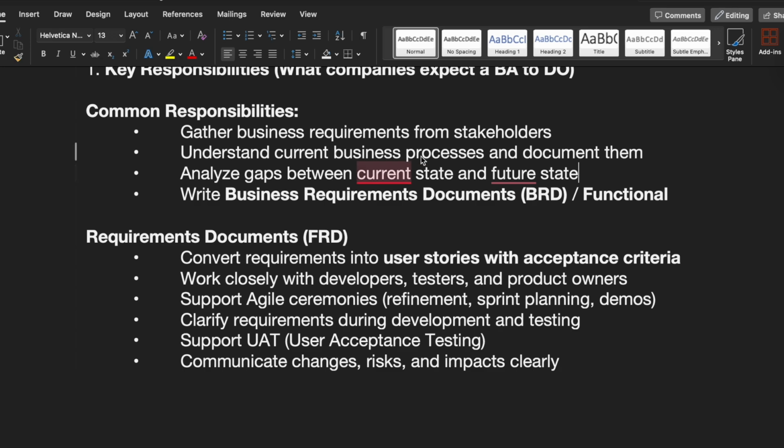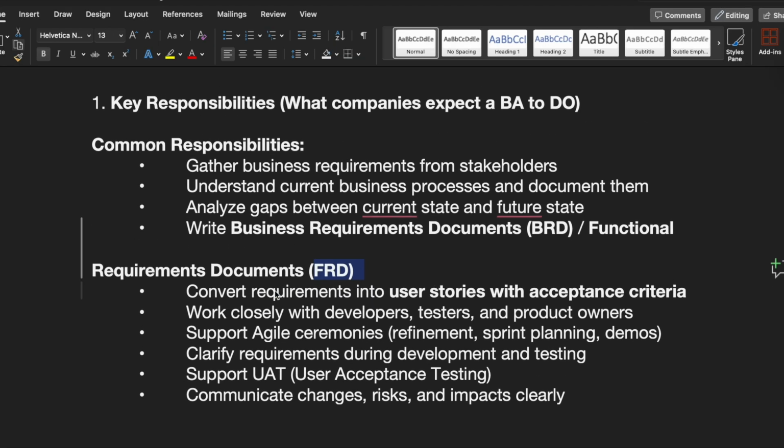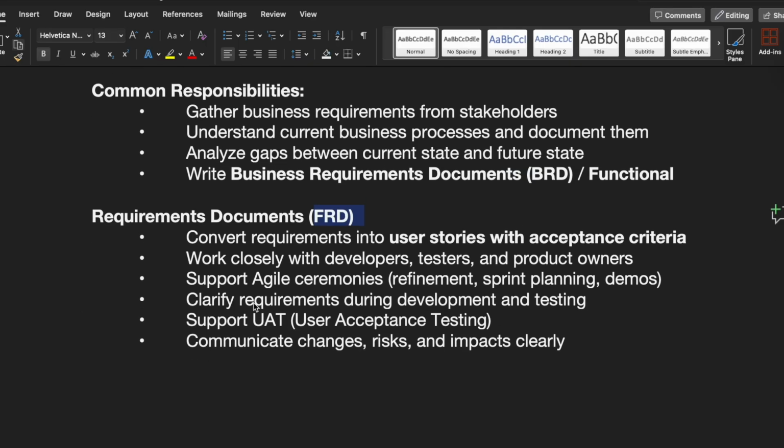Just focus on understanding the current state and the future state, and how to do the analysis, like gap analysis, SWOT analysis, the MoSCoW technique, using those kinds of techniques. Write the current state and future state in Word, draw a diagram, and write a user story in Jira with acceptance criteria. That's it. When you understand that, then it's easy to write these two, BRDs and FRDs.